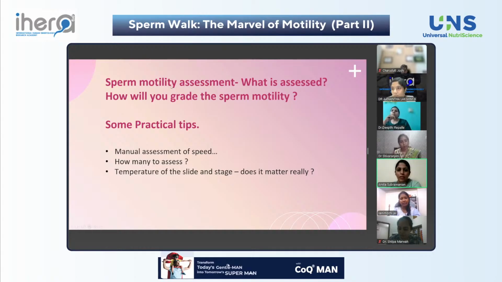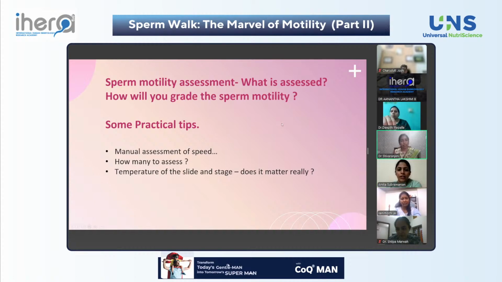Your velocity, your speed, how do you manually assess it? You're saying 25 micrometers per second and all that. So how do you actually determine it manually? Not everybody has a CASA in their Andro labs. So how do we really manually assess it?